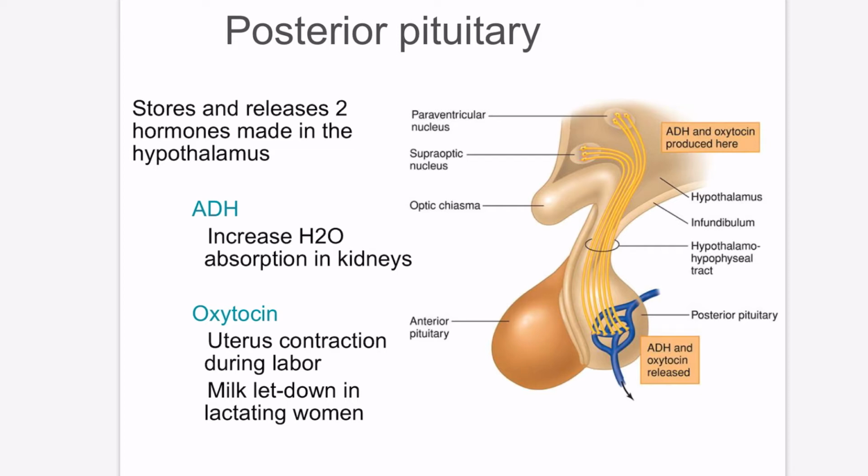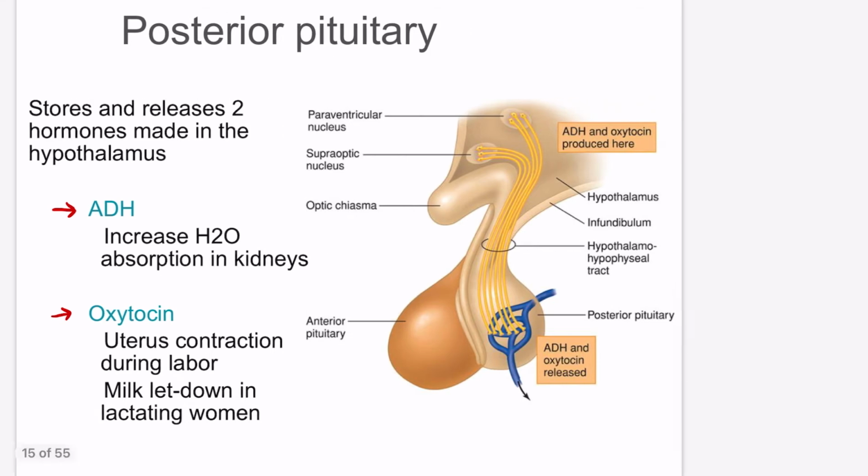If you can remember from previous lectures, antidiuretic hormone acts in times when you're not drinking water. What it's going to do is increase water absorption in the kidneys by increasing the number of aquaporins in the collecting ducts. And oxytocin also causes uterine contraction during labor.